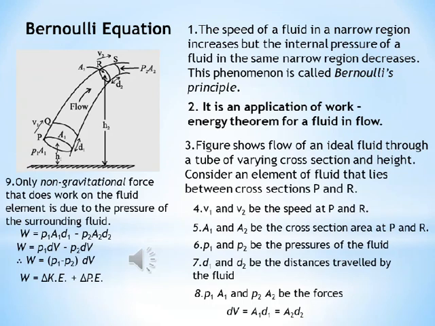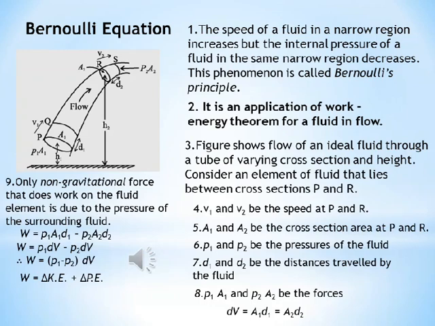Have you remembered what the work energy theorem is? We have studied it in the energy chapter. Work and energy are interrelated. Work done is given by the change in kinetic energy and change in potential energy. So this is the relation between work and energy. In this case, we are getting the same equation. So let's move forward to derive that.